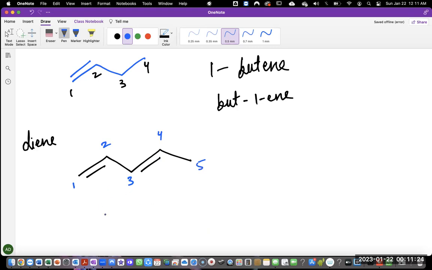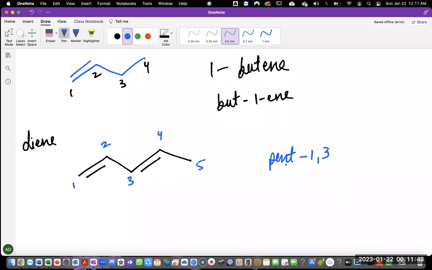So this is the numbering you keep. Since you have 5 carbons, we know this is going to be called pent. Now this will be a diene because you have 2 double bonds. So pent, and then where are those 2 double bonds? The double bonds are at 1 and 3. So pent-1,3.